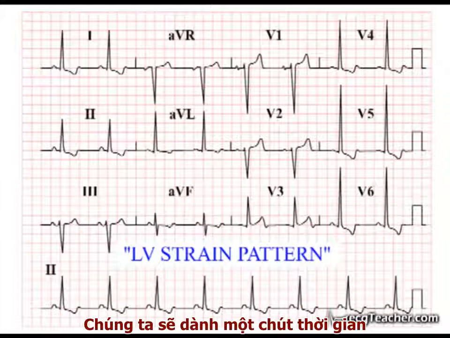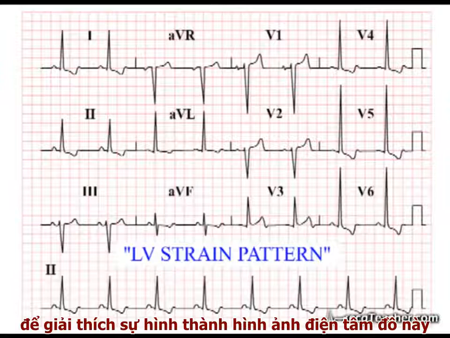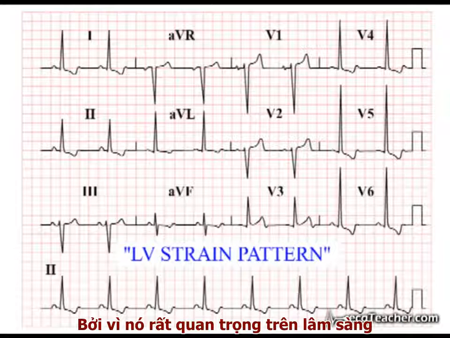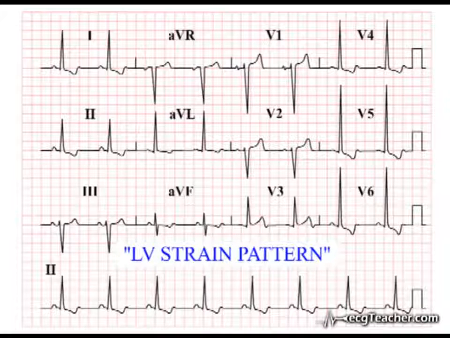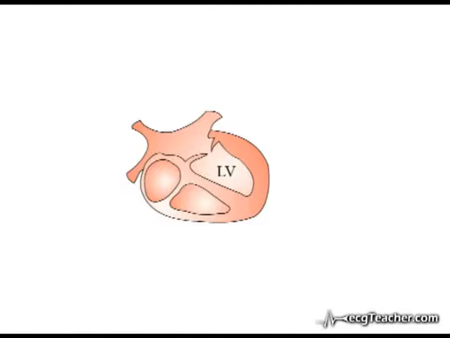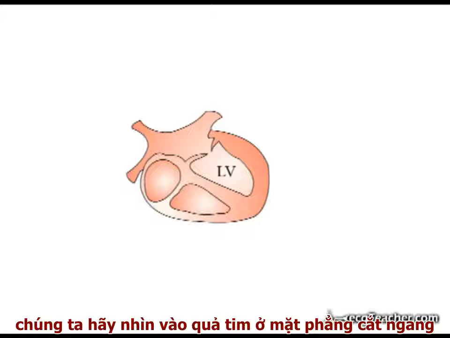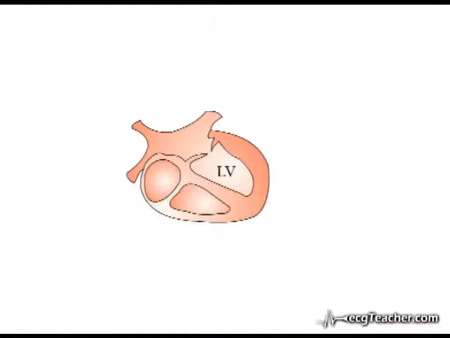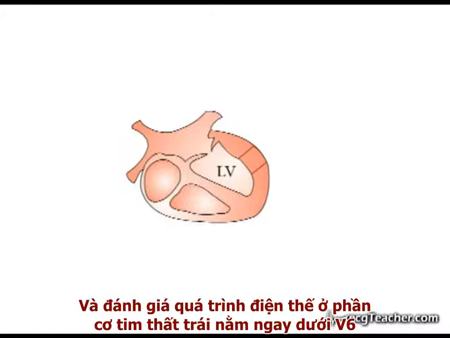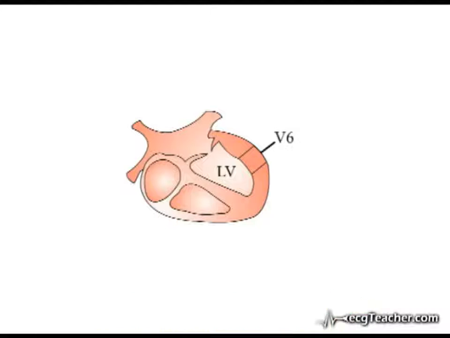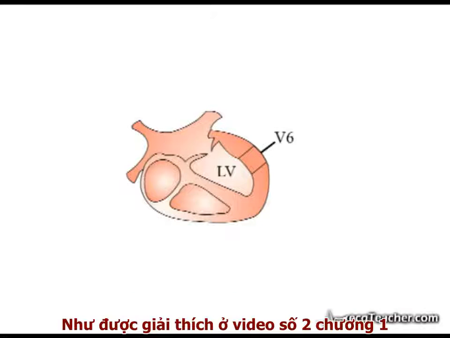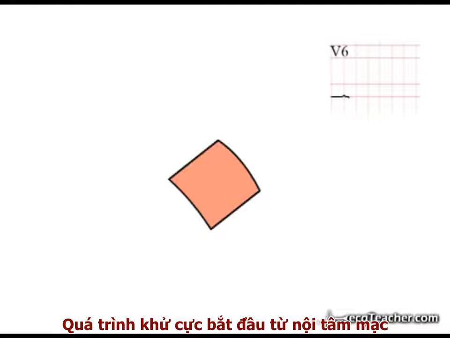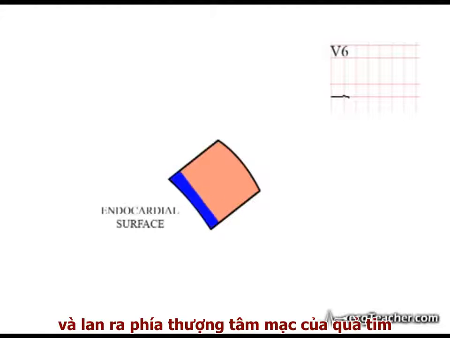We will take a moment to explain the generation of this ECG pattern, as it is very important clinically for reasons we will come back to. To do this, we will look at the heart in horizontal section and examine electrical events in that portion of left ventricular myocardium lying directly under lead V6. As explained in video 2 of section 1, depolarization begins in the endocardium and spreads outwards to the epicardial surface of the heart.